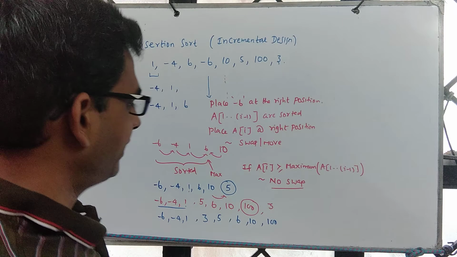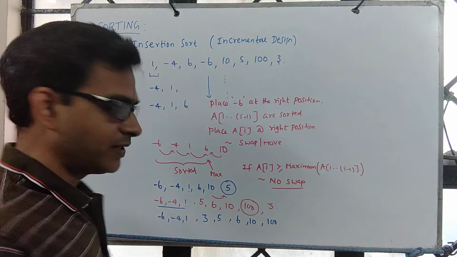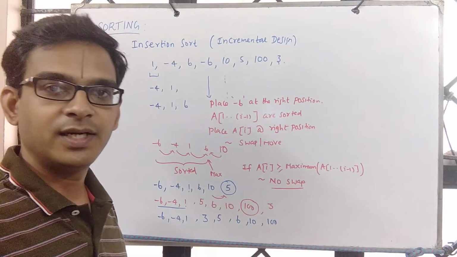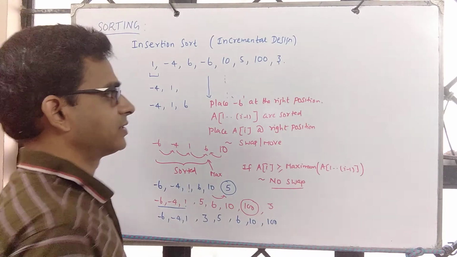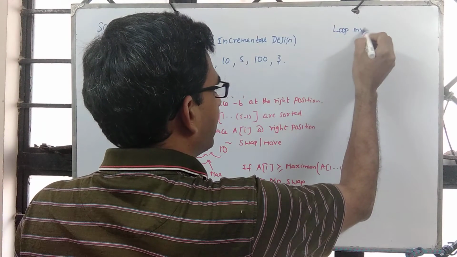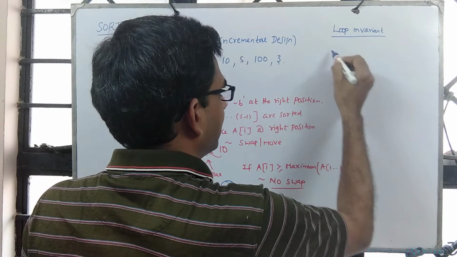So at each iteration we scan the first half of the array, which is already sorted, and identify the right place where the ith element can be placed. So what is our loop invariant? Something that is preserved iteration after iteration is this.